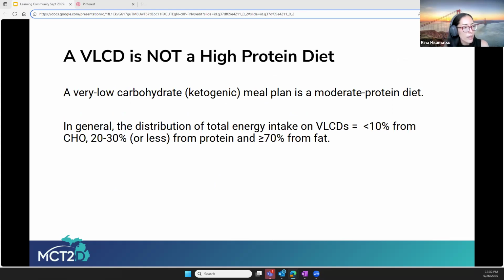And this slide here is a reminder that VLCDs are moderate protein meal plans. In general, the distribution of energy intake on a VLCD, most importantly the parameters of the low carb, is less than 10% from dietary carbohydrates, usually 20 to 30% or less from protein, and 70% or greater from dietary fats. In the literature, there are no explicit calorie goals in VLCD interventions. Patients are generally advised to keep their carbohydrate intake within those parameters and combine with adequate protein, non-starchy vegetables, and adding fats for flavor and satiety. And interestingly, what the studies have found is that these recommendations often result in patients eating to satiety, but overall consuming less calories.